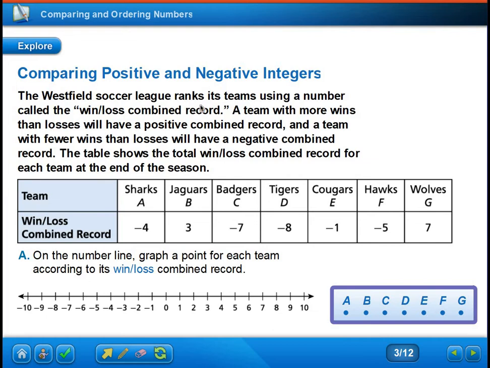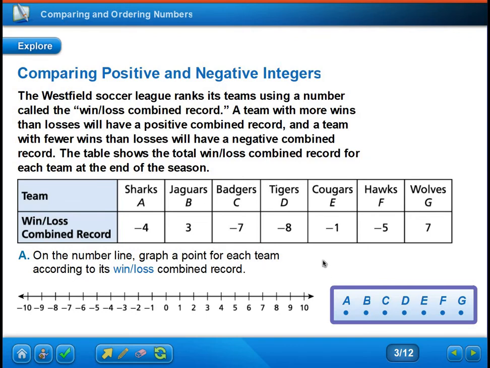Okay, so again, a team with more wins will have a positive number. A team with fewer wins will have a negative number. So if they have a positive number, they had more wins than losses. If they have a negative, they had more losses than wins. So first, what we're going to do is graph a point on the number line for each team according to its win-loss combined record.